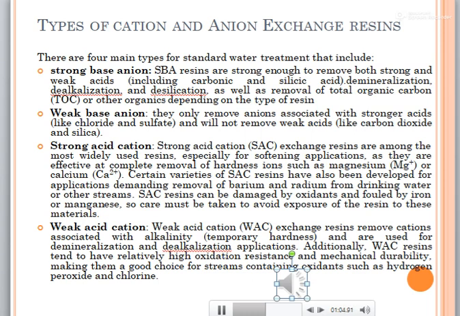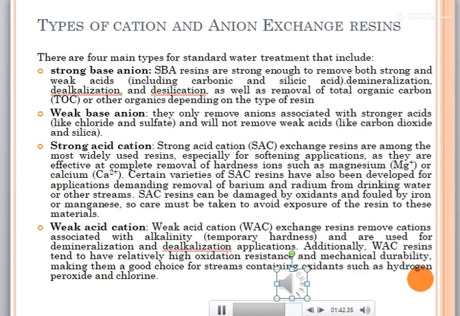Strong acid cation exchange resins are among the most widely used resins, especially for softening applications, as they are effective at complete removal of hardness ions such as magnesium or calcium. Certain varieties of strong acid cation resins have been developed for applications demanding removal of barium and radium from drinking water or other streams. Strong acid cation resins can be damaged by oxidants and fouled by iron or manganese, so care must be taken to avoid exposure of the resins to these materials.